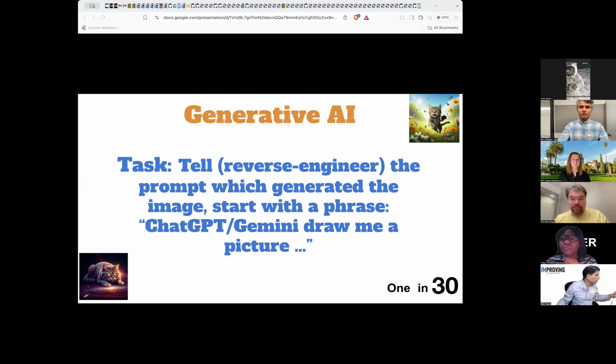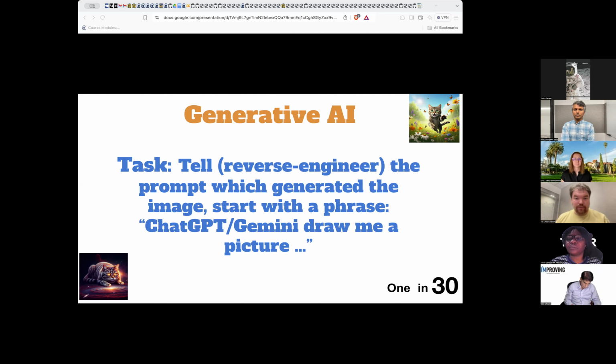Let me present lightning slides. Yes, and I will do the introduction of lightning slides. In lightning slides, we're trying to reverse engineer the Gen AI prompt, and we will show you pictures, and we'll ask you to start your description of the image, starting from the words ChatGPT, Gemini, please draw me the picture, and you will have to describe the picture you will see on the image.